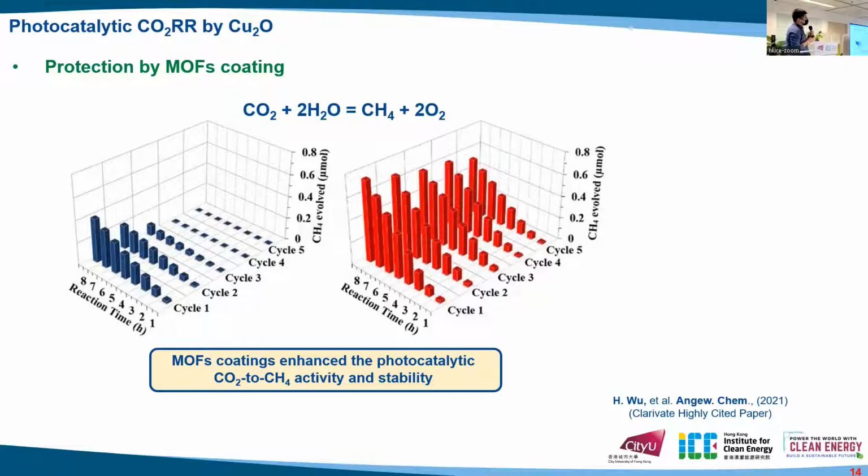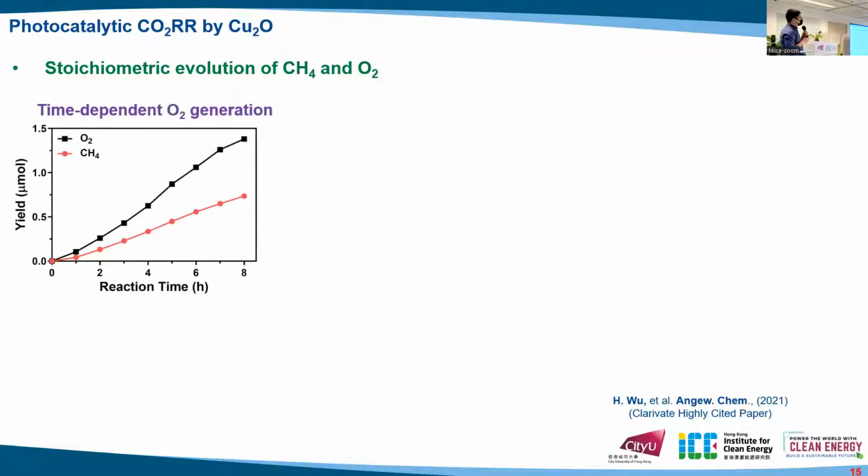Despite the improved activity and stability, the stoichiometric evolution of product is always a focus in photocatalysis. As shown in the equation on the slide, the produced oxygen and methane should be in a 2:1 ratio. And our results indeed show the stoichiometric evolution of methane and oxygen during the time-dependent reaction, which is a very important indication, because if there is a big deviation from the 2:1 ratio, it means that the photo-induced electrons and the holes are not fully participating in the reaction.